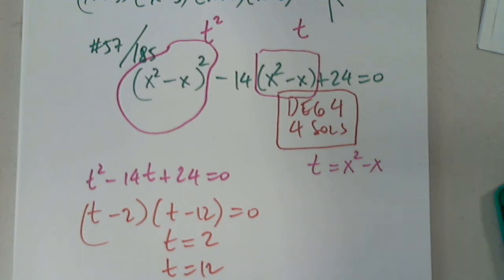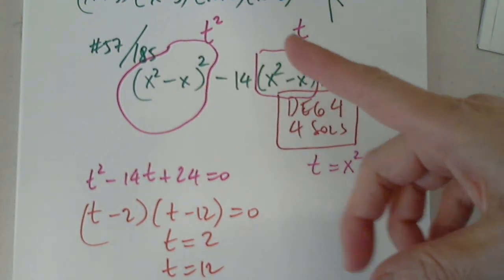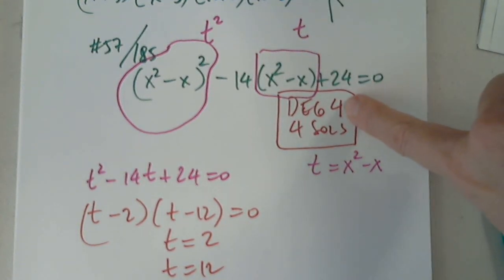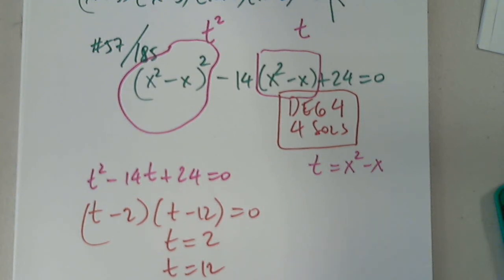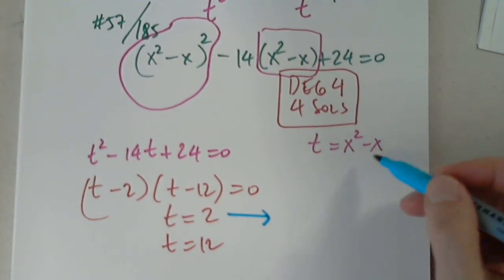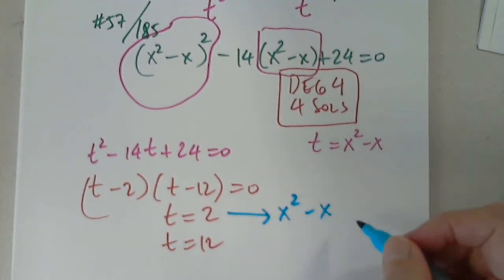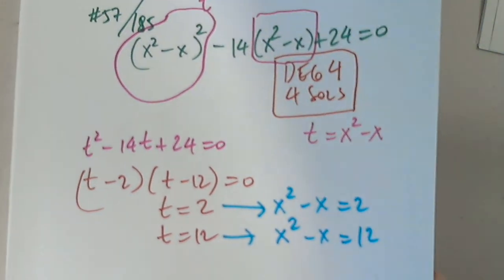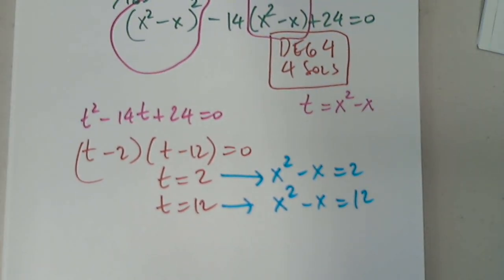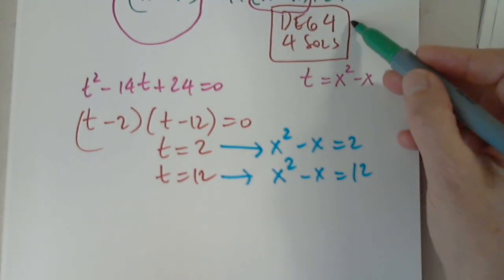Why go through the time-consuming expanding, distributing, combining like terms, and then I get a polynomial of degree 4. I may not even know what to do with it. When this is so much easier, I change it into a quadratic, I solve for t. Yes, this is not enough. I'm not done. Because now this equation becomes x squared minus x equals 2, and this equation becomes x squared minus x equals 12. But these are again 2 quadratic equations which I mastered already last week, so it shouldn't be a big deal. Move 2, move 12, and solve them. And make sure I get 4 solutions.